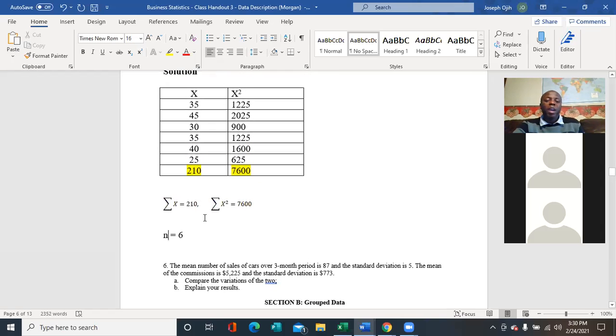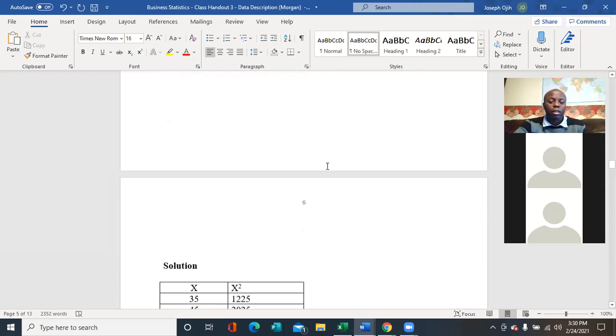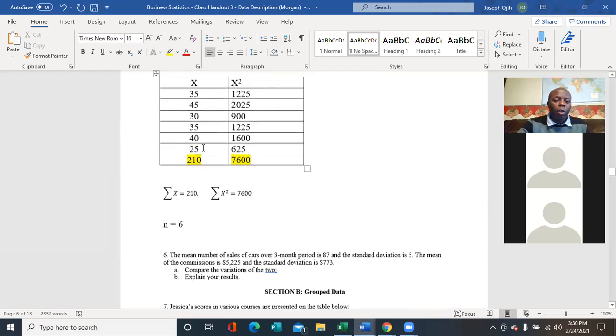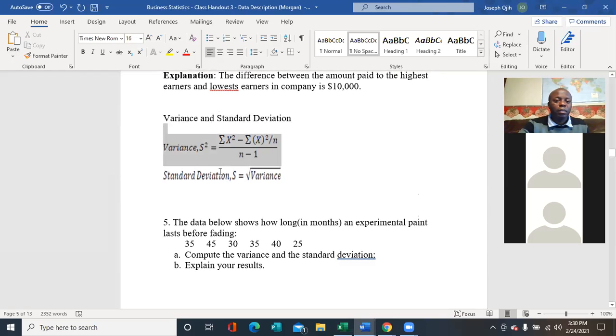Now, all we have to do is plug these values into this formula, and we will get our variance. Then, from the answer we got, we find the square root, and we get our standard deviation. So let's do it. Let me write it down. We have the sum of x squared. Let me copy the formulas down, then we can plug them in, and you can see how they work.